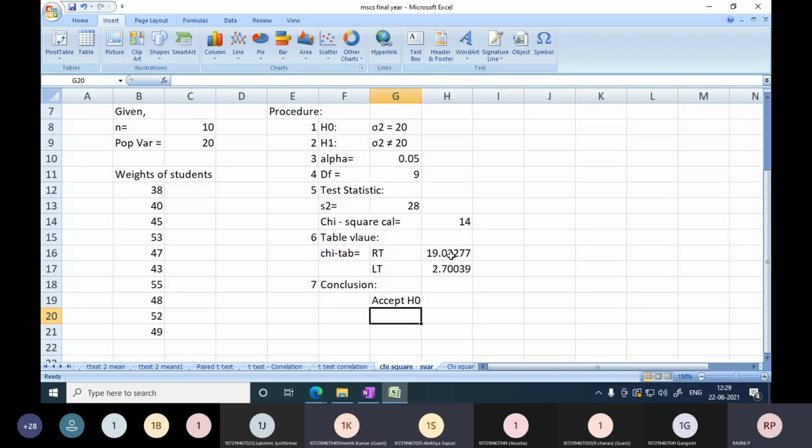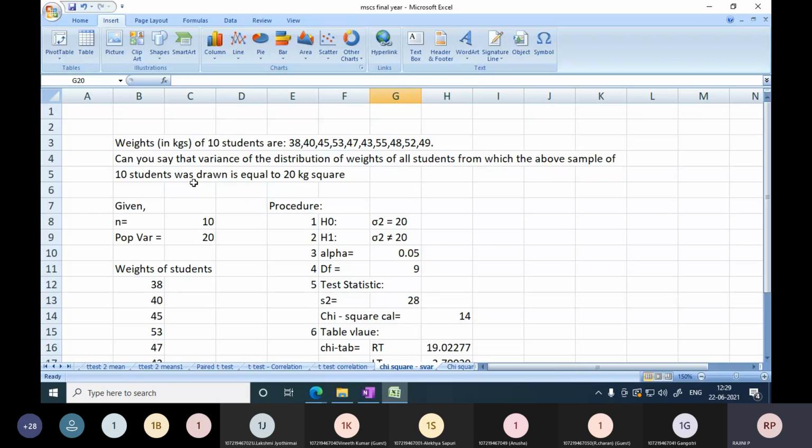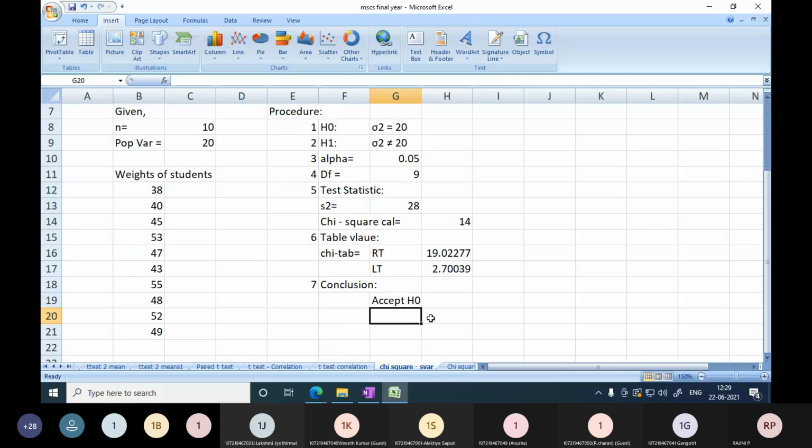Yes, so accept H naught. That means the sample has been drawn from the population which has a variance of 20 kg square. Is it clear? Any doubt anywhere? Is it clear, everybody?